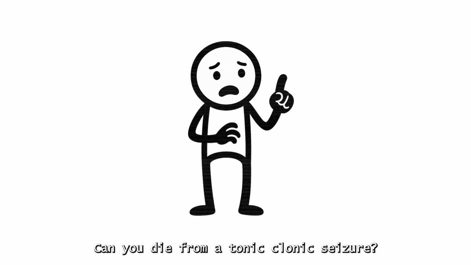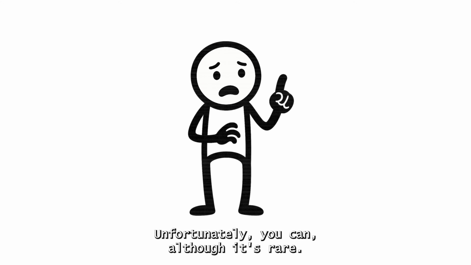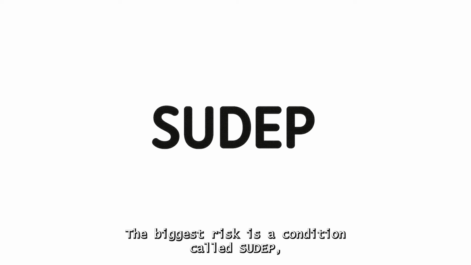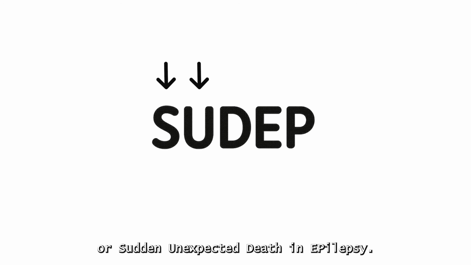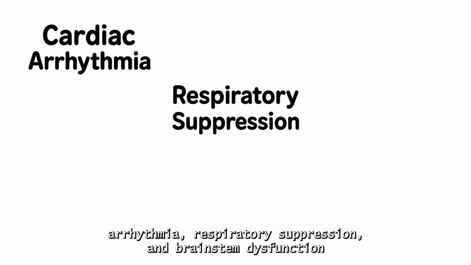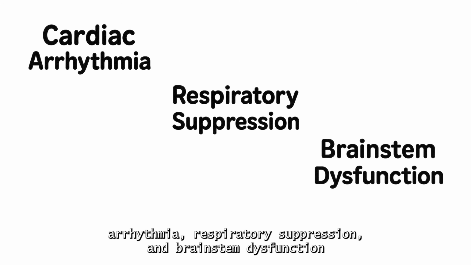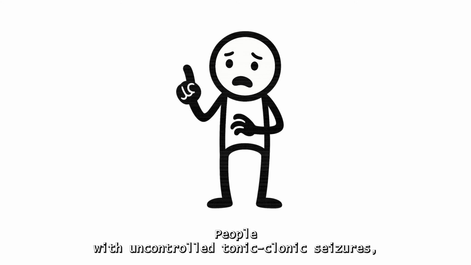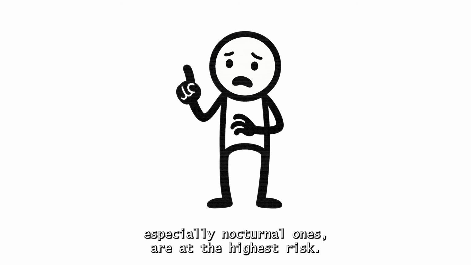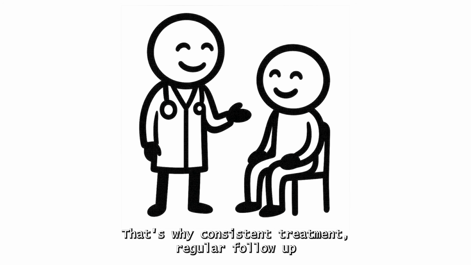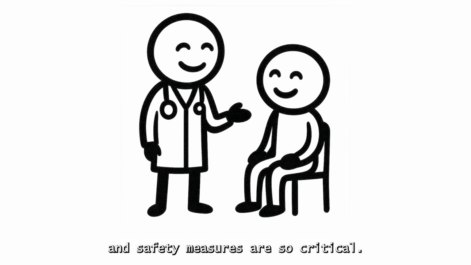Can you die from a tonic-clonic seizure? Unfortunately, you can, although it's rare. The biggest risk is a condition called SUDEP, or sudden unexpected death in epilepsy. It's thought to occur due to a combination of cardiac arrhythmia, respiratory suppression, and brainstem dysfunction immediately after a seizure. People with uncontrolled tonic-clonic seizures, especially nocturnal ones, are at the highest risk. That's why consistent treatment, regular follow-up, and safety measures are so critical.